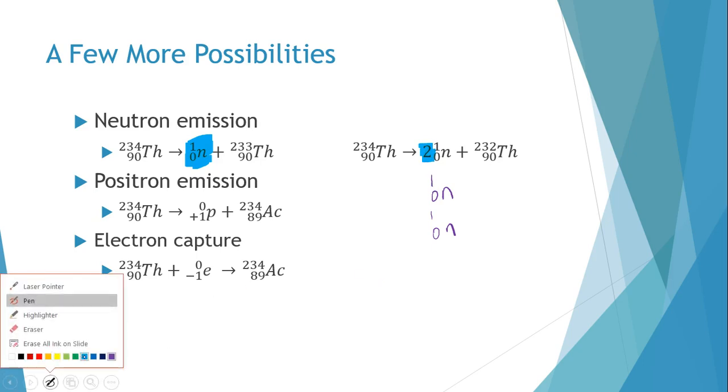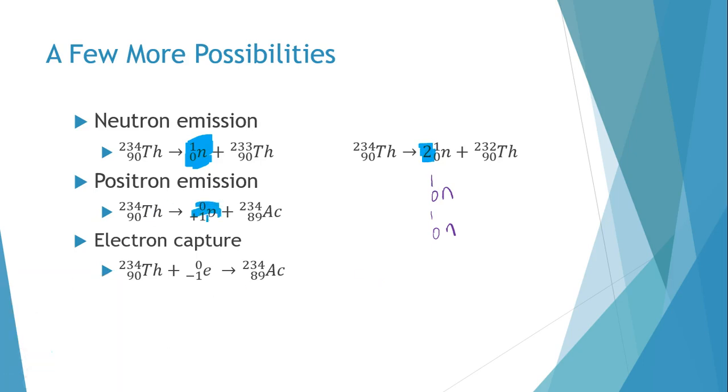Now this one here is a positron. A positron is basically the positive version of an electron. It has a mass of 0, so it's got a 0 up top, and it's got a plus 1 because it's a positive charge. This is your symbol for a beta particle, except what's happening in this one is it's written on the left-hand side.